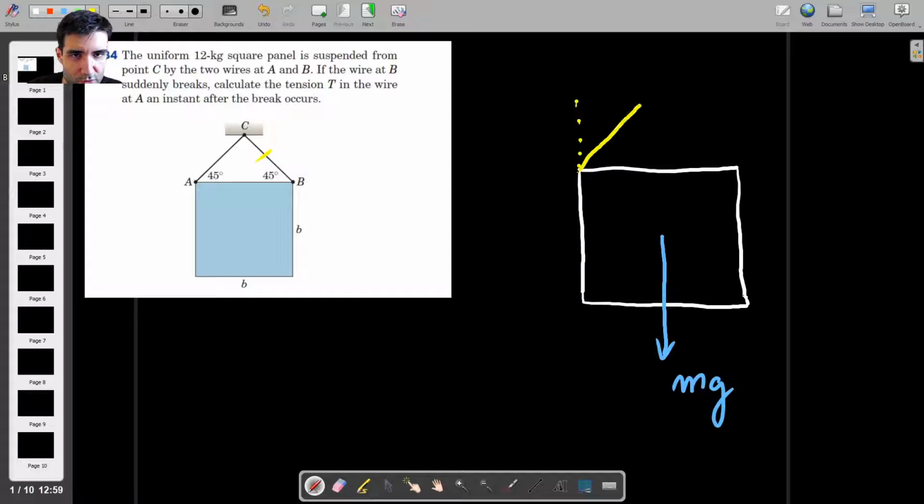And I know this force is acting at a 45-degree angle because the cable is at a 45-degree angle with respect to the horizontal, right? So this angle here is 45 degrees. There's no tension in the other cable because it's broken. And those are all the forces that we are dealing with.